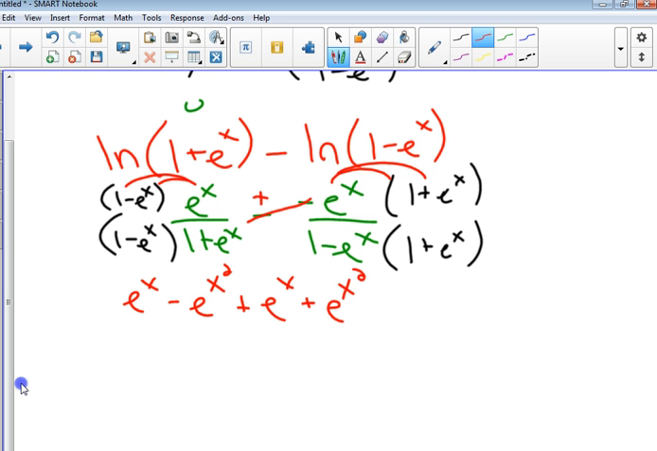Especially with this stuff, it's like tons of e's. I can't write e to the x. I keep writing x to the x. Okay.